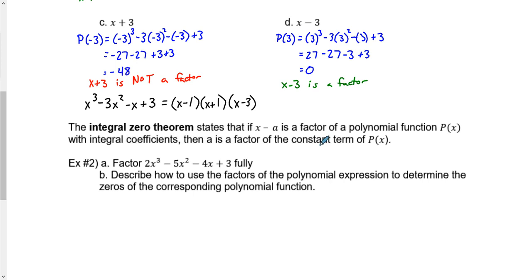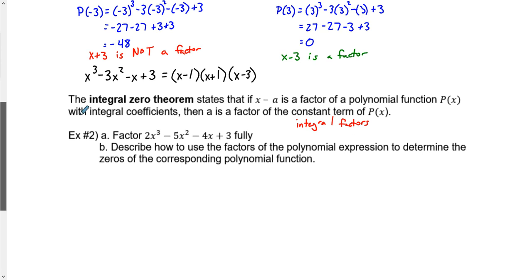More specifically, they're going to be the integral factors. So on this one, if we want to fully factor 2x cubed minus 5x squared minus 4x plus 3, the numbers that we're going to check are the factors of 3. That's not too bad. The factors of 3, so what numbers multiply give you 3? Well, that's 1 and 3.